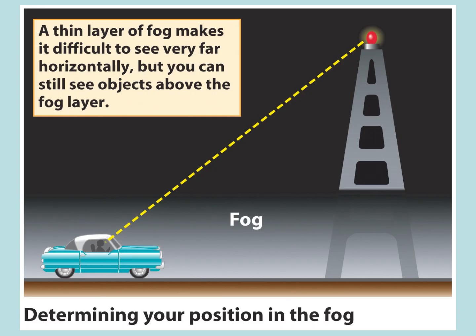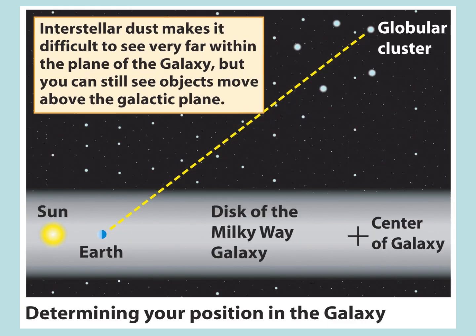Think about driving through fog. A thin layer of fog makes it difficult to see very far in front of you horizontally, but you can still easily see distant objects that are above the fog layer. Though we can't see through the galaxy to the center, we can see globular clusters that group up above the galactic center. With just a little bit of geometry, we can actually determine how far away the center of the galaxy must be.